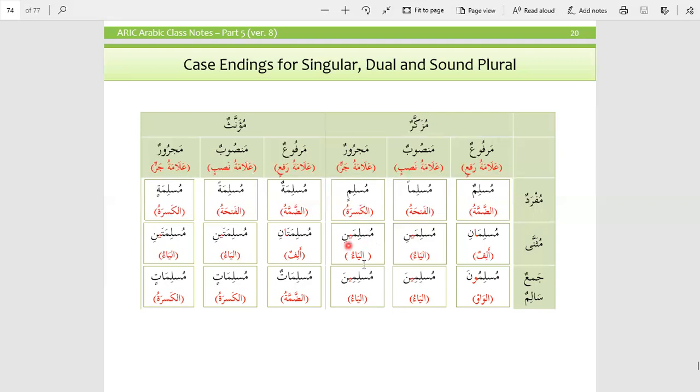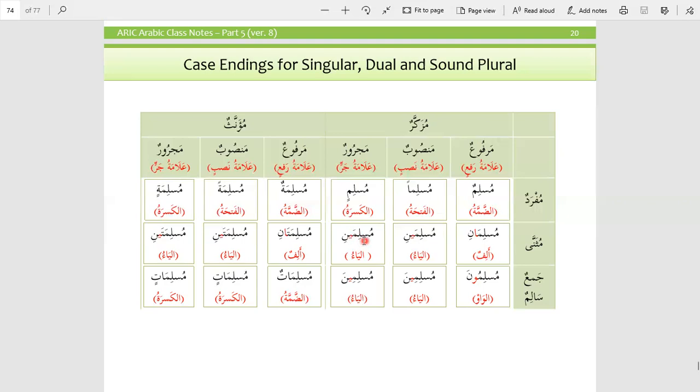Muslimina, the ya, and Muslimini, look at this. It's showing us this word is in majrurun case. Alamatu jarin, and the ya is the sign. We will only know why, what's the difference between mansubun case ya and majrurun case ya, in the context of the word where it is used.